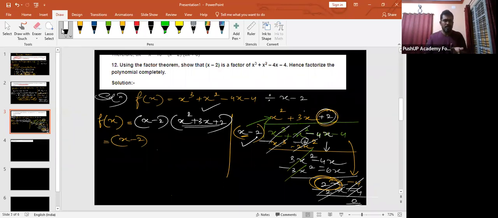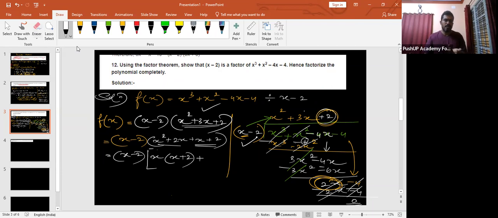See, here it is very simple. x square plus 3x plus 2. Can't we write it as x square plus 2x plus x plus 2? Makes sense, no, children? So simple it was. So this is equal to x minus 2 into, if you group it, just a minute, I'll put a box bracket here, x square plus 2x. x is a common factor, so x into x plus 2, plus here also 1 is a common factor, so in bracket x plus 2, right?